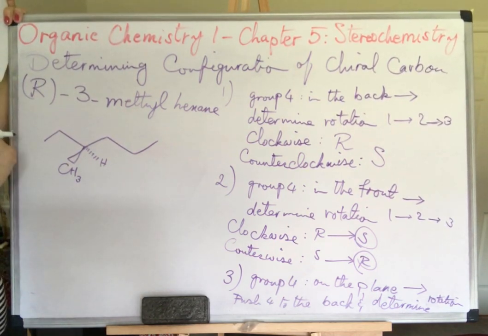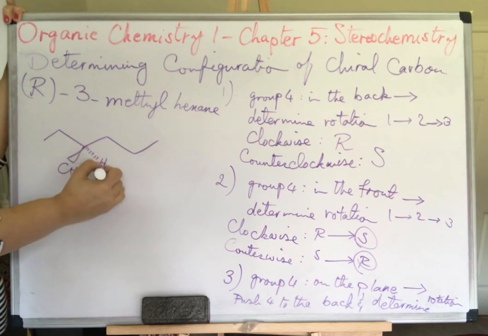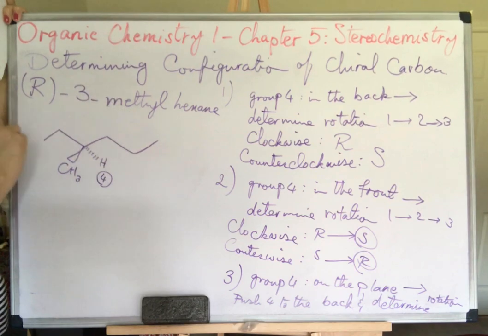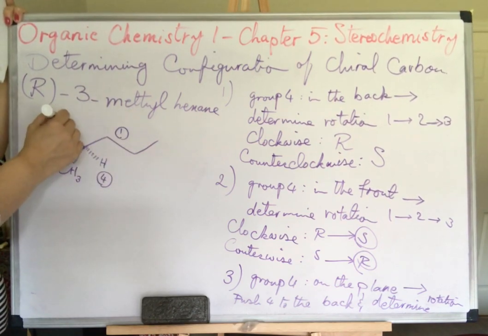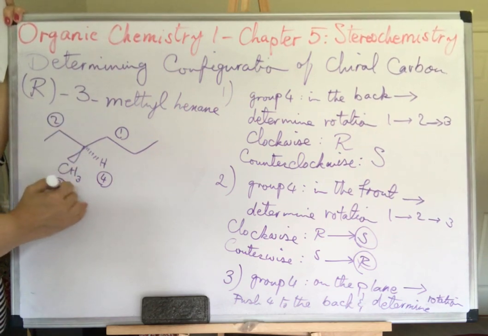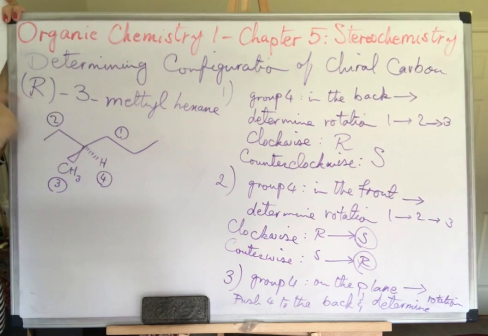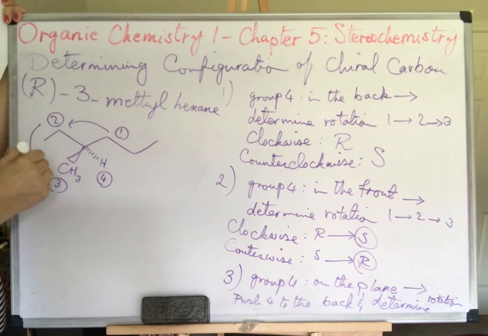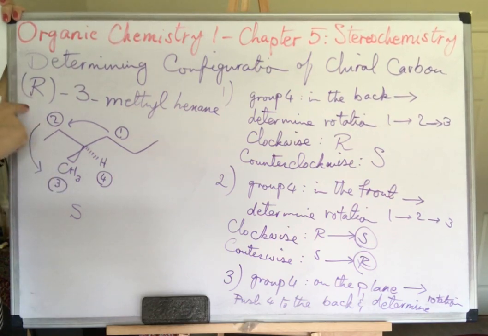We need an R, okay? So this is group number 4. 1, 2, 3 carbons, 1, 2 carbons, 1 carbon. So this is 1, this is 2, this is 3. So we need an R, and hydrogen is already in the back. So the rotation is going to be counterclockwise, S. So this is not what we wanted.